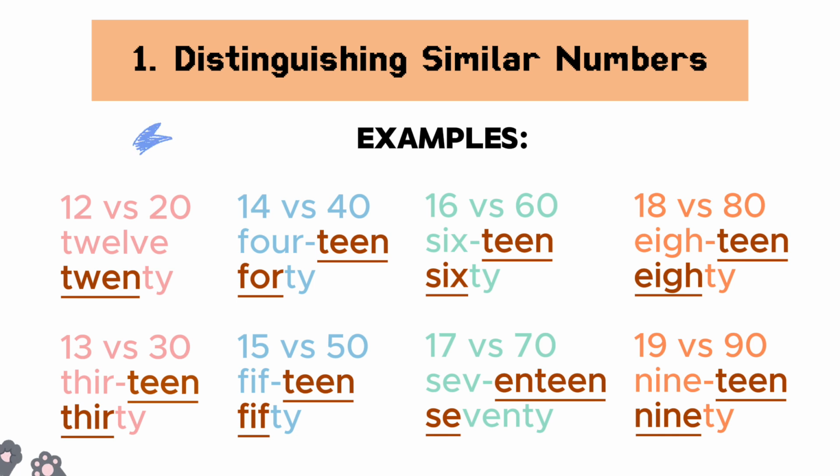Now, moving on to 20. This word has two syllables, twen and ty. The y at the end is not a full syllable. It completes the pronunciation. We stress the first syllable. It sounds like 20. You can feel the emphasis on twen.